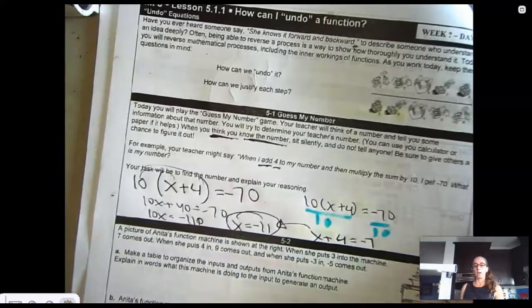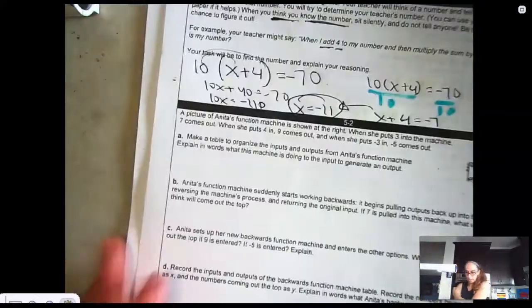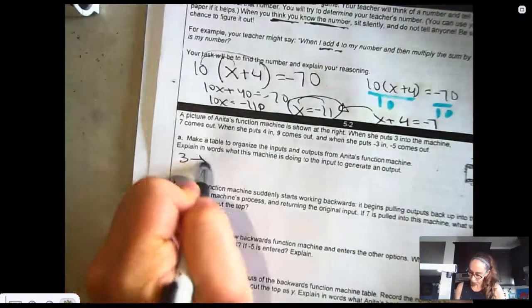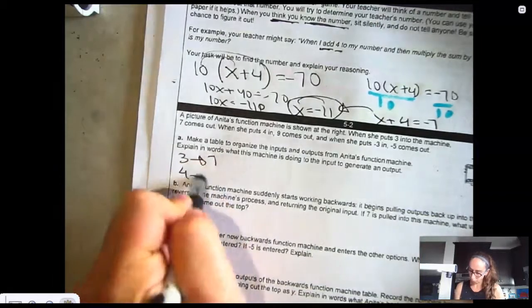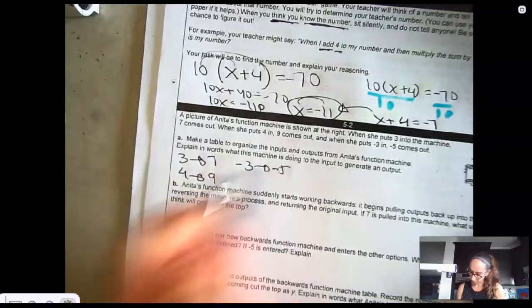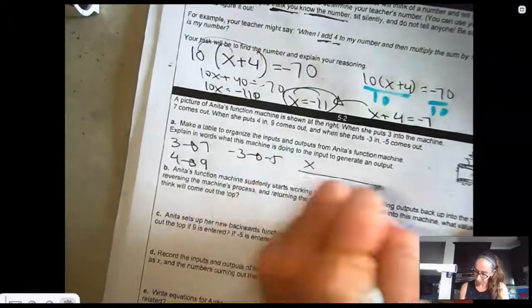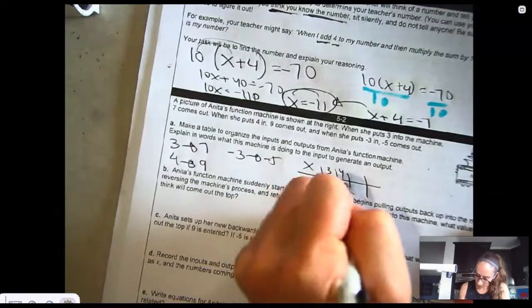Okay. All right, so now it says she puts 3 into the machine and 7 comes out. So you put 3 in, 7 comes out. You put 4 in, 9 comes out. She puts in negative 3, negative 5 comes out. Make a table to organize your inputs and outputs. Okay, so I'll go like this. 3, 7, 4, 9, negative 3, negative 5.